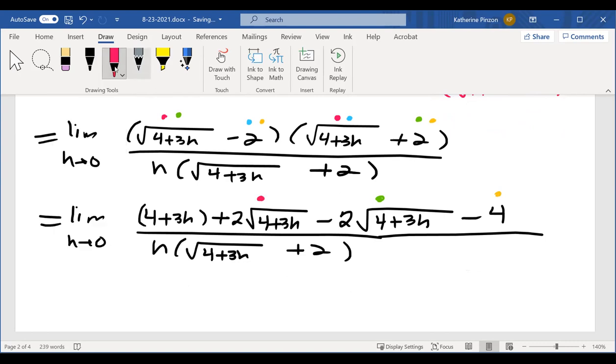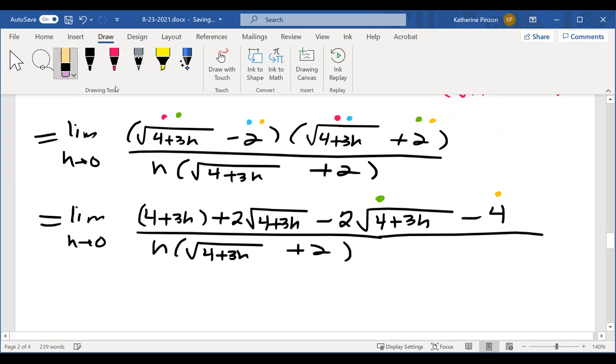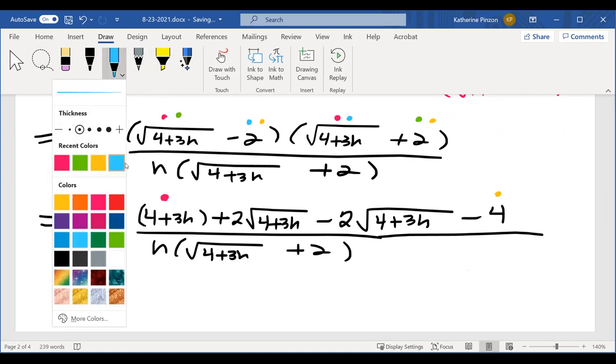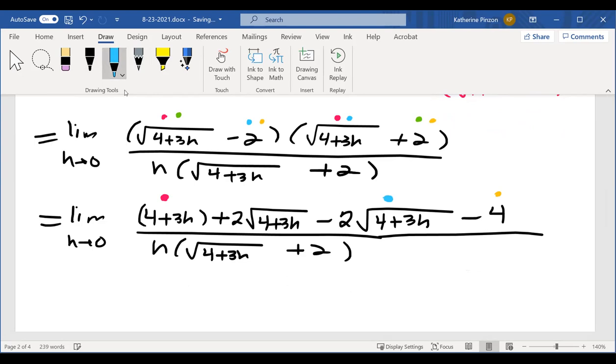No, they traded spots. I think my colors traded spots or something. Pink was the first one. Blue was this one, and yellow was that one. Okay, that was fun. All right, what are we going to do in the numerator?